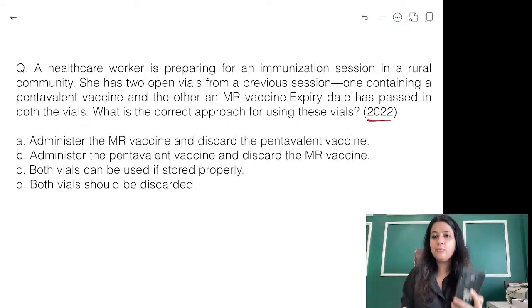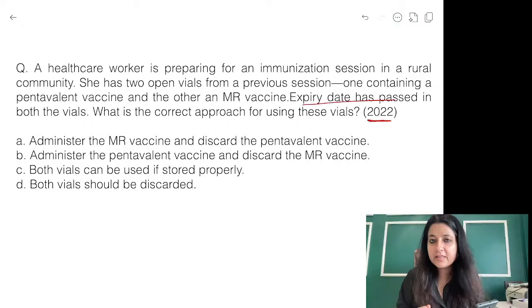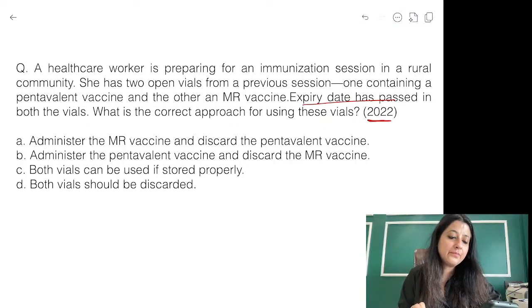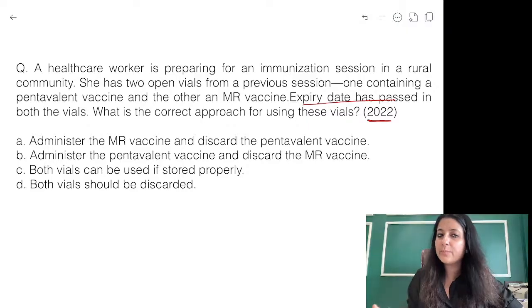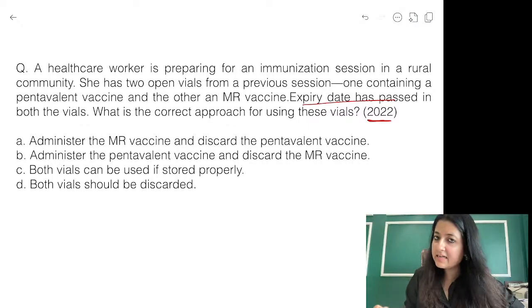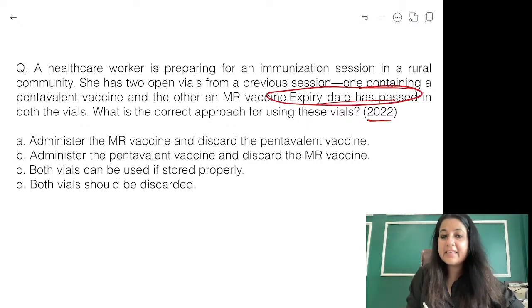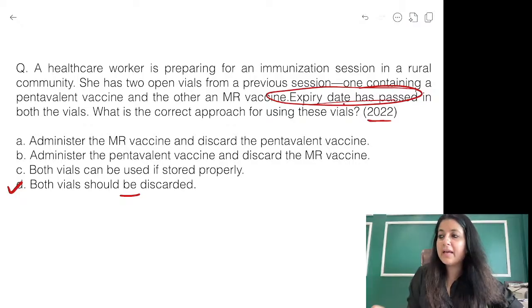देखो 2022 में ना there was a question where they did not mention expiry date has passed. They just asked what you will do. So don't introduce bias even if you have read it before. There, if I had not mentioned expiry date, you would have written that we will administer penta and discard MR. But over here expiry date has passed. So if expiry date has passed, आप क्या करोगे? Both the vials should be discarded because expiry date has passed, even if they follow open vial policy.